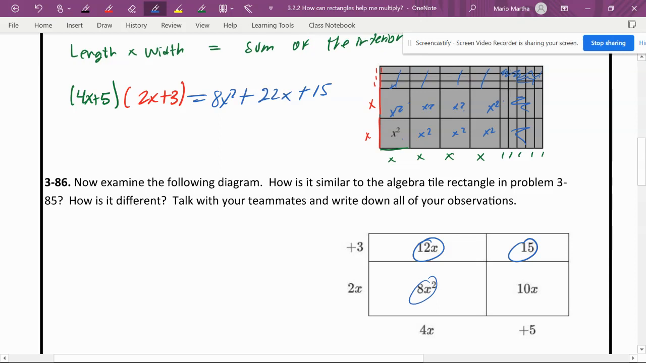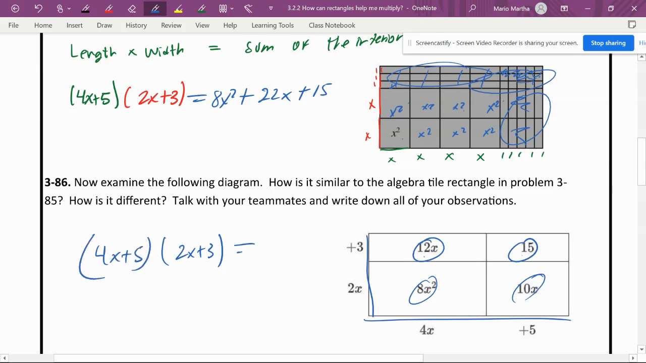And if you notice, pretty much the 12x is also on top. The 15s are also around the same spot. The 10 is also in the same spot. So it's kind of mirroring almost the same thing, right? It's almost exactly the same as the previous one if we're using the algebra tiles. So here, if you notice, we can still write it. So we have our width was 2x plus 3. And then our length is 4x plus 5. So that still remains the same, right?